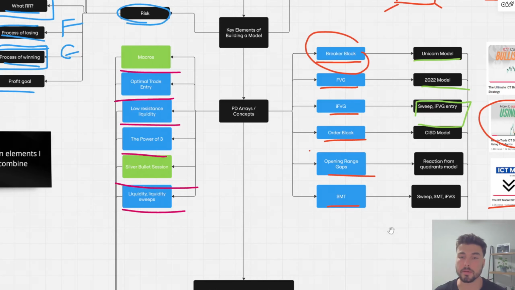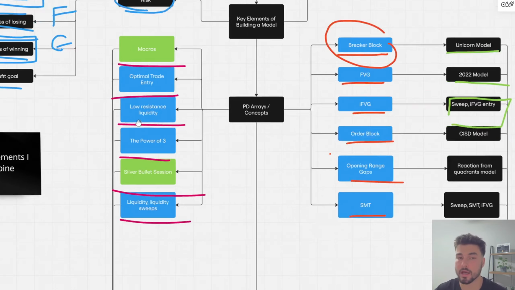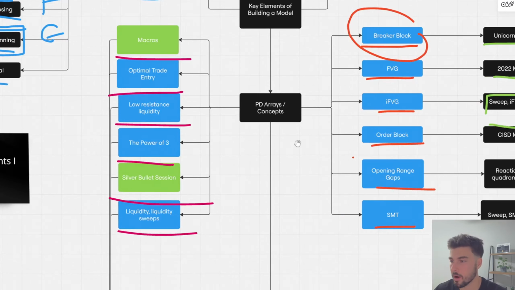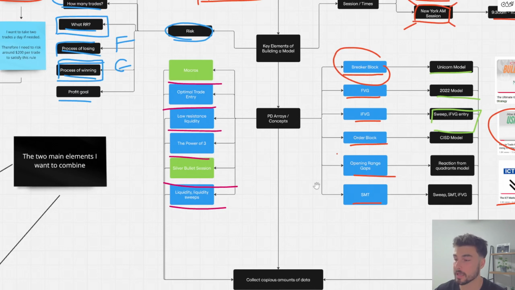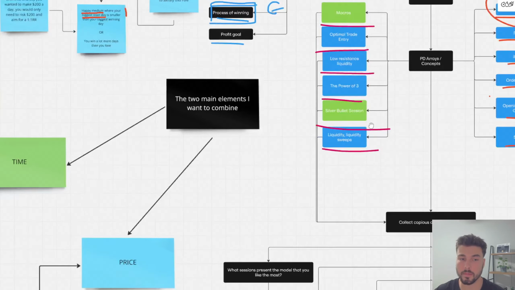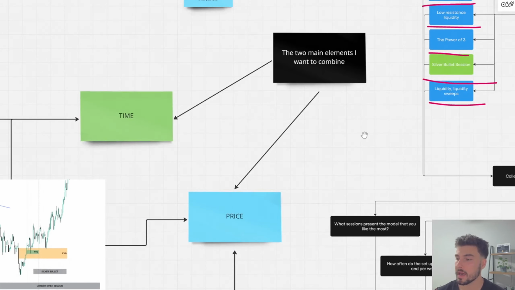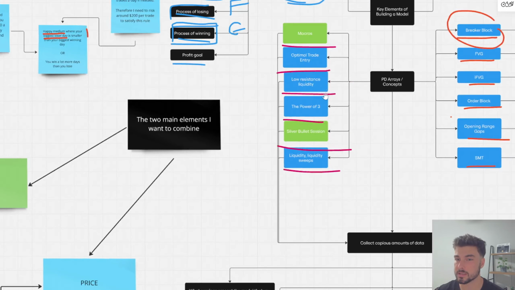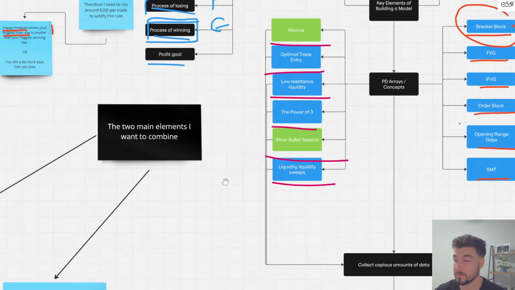To put it simply, you can combine any of these PD arrays with any of these concepts, but you want to have a couple elements of price, anything in blue is price, with at least one of these elements of time. If you can do that, you're on the right track, and you can combine anything. For me, I just choose certain elements that I like, and mainly it's macros, inversion fair value gaps, and probably low resistance liquidity. Those are the main things I like to use, if you're interested.